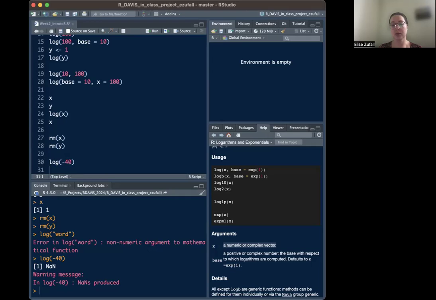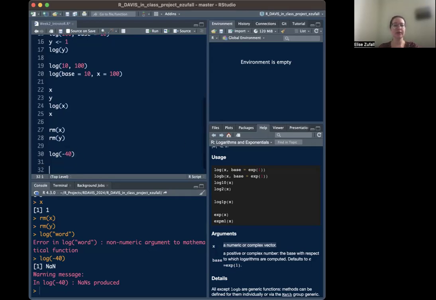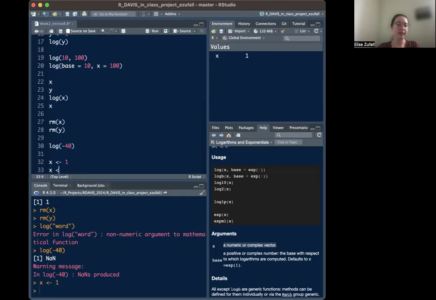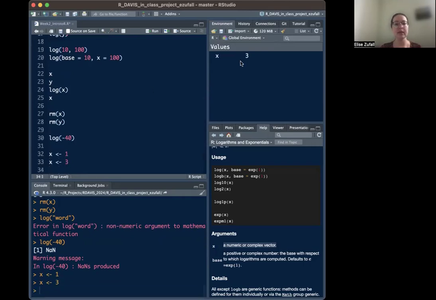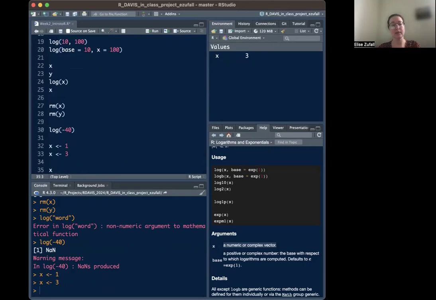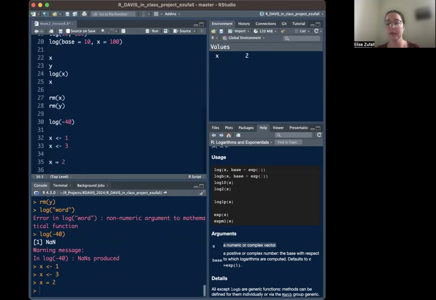Okay, so let's move on to logical statements and comparisons. Earlier we assigned x the value of 1. We can overwrite that. We can assign x the value of 2. Now if we look in our environment, x is 2 now. Another way that you can assign a variable instead of using the arrow is a single equal sign. I find that kind of confusing because it looks kind of similar to a different statement that we're about to learn about.